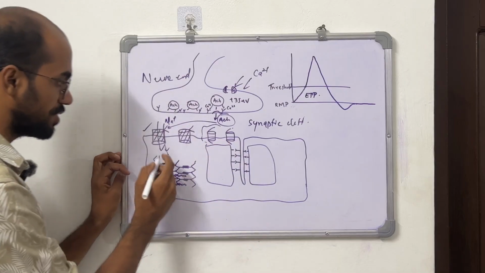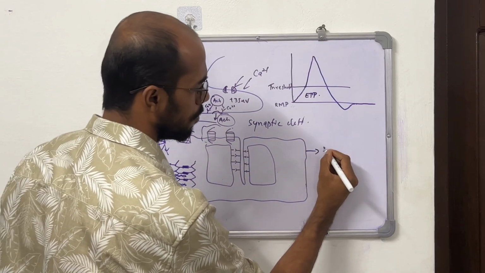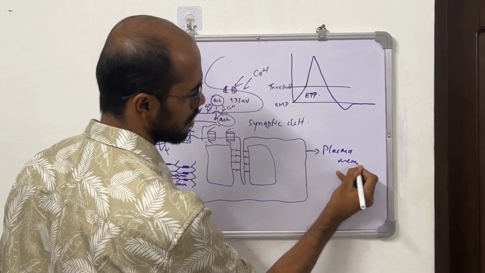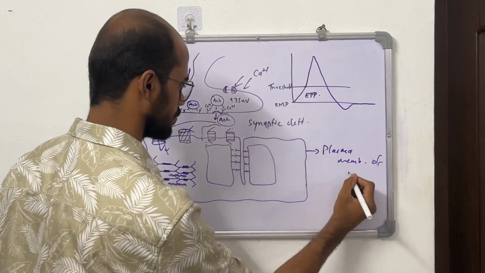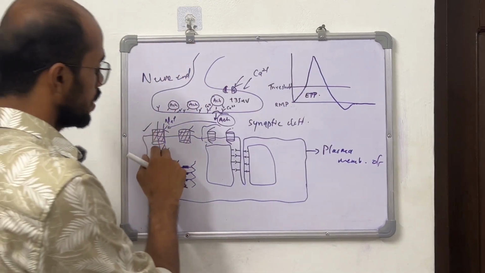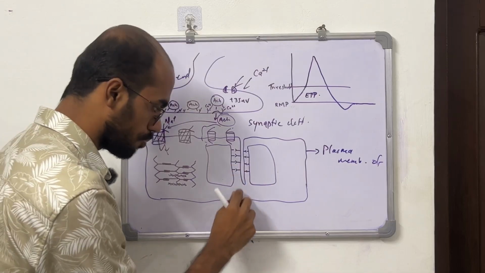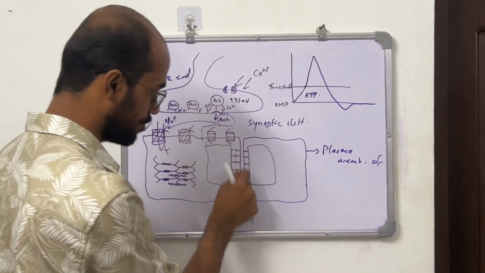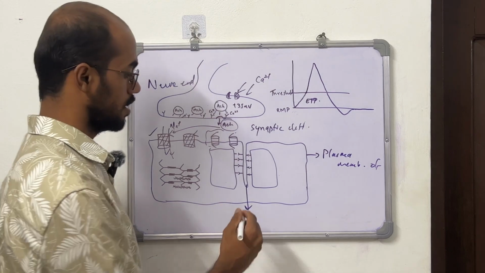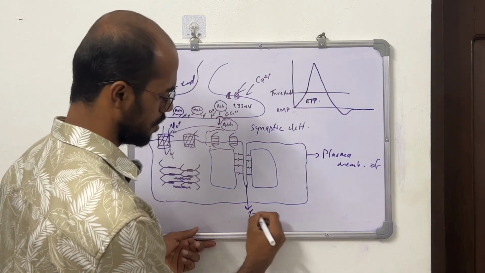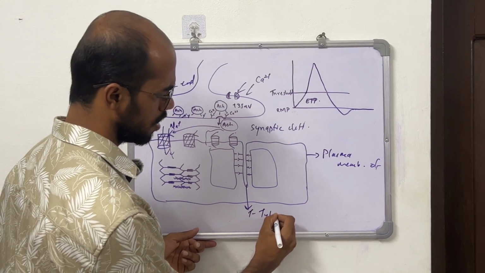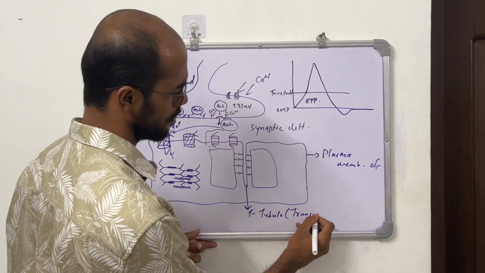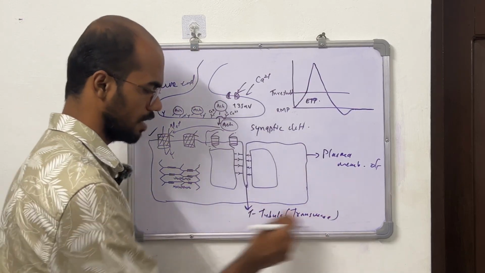Okay, this is the plasma membrane of the muscle cell. The plasma membrane forms certain folds into the cell, and these folds are called the T-tubule. This T stands for transverse tubule. Okay, transverse tubule.